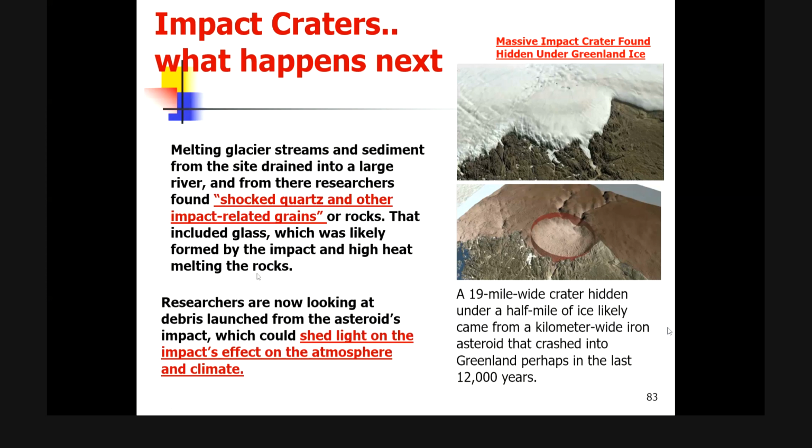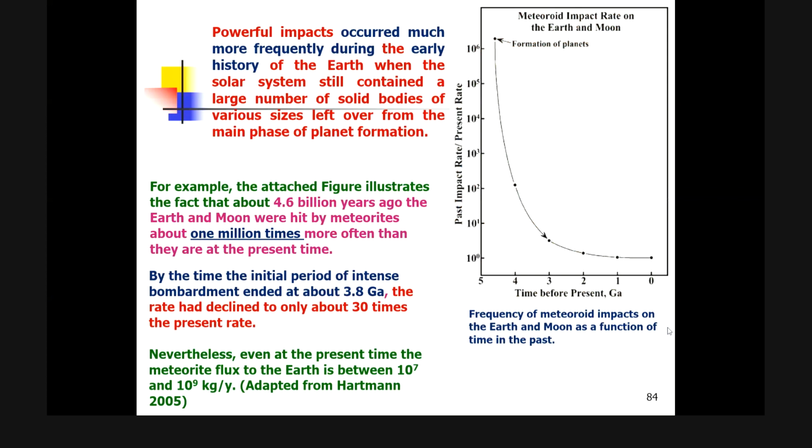So these are some examples that I had shown you of craters being detected under these huge ice sheets in Greenland. This plot I had shown you was the past impact rate, the ratio of past impact rate versus present rate. At almost 1 million times compared to the present times. So basically the early planetary history was quite violent in terms of the impacts that were happening, right? And what were the main timelines for these impacts to happen?